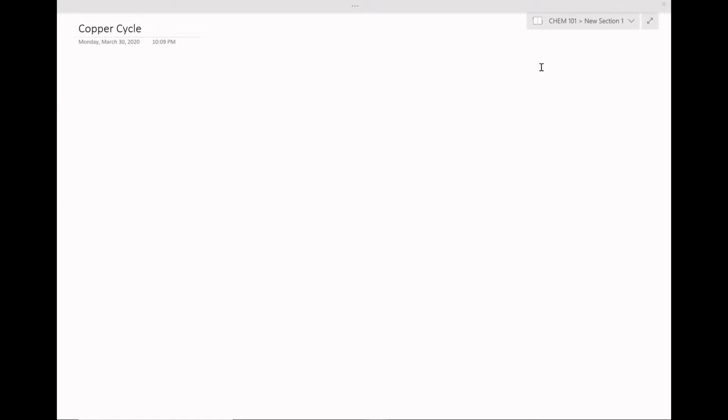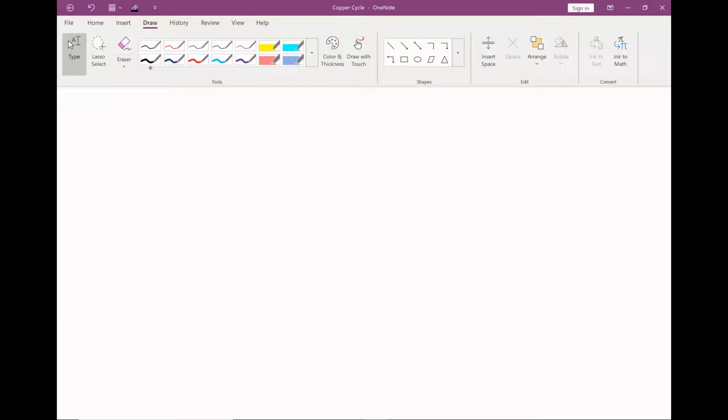Okay, so let's get started today with our pre-lab run-through or lab run-through of the copper cycle experiment. The goal of this experiment is really to provide a survey of chemical reactions, all of which are involving our wonderful element of copper.